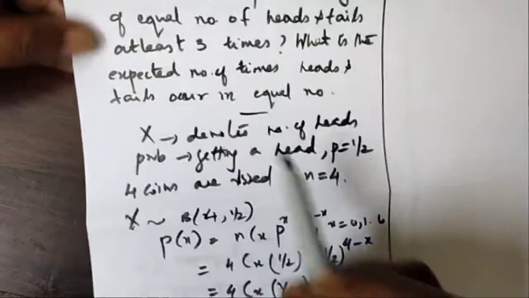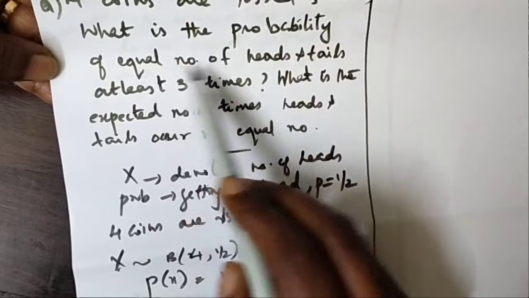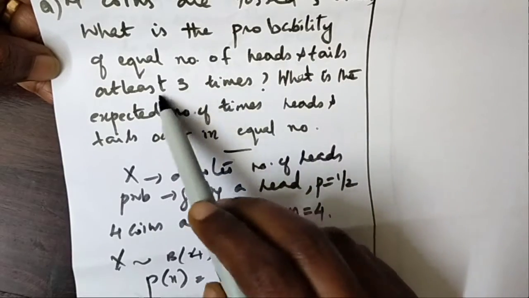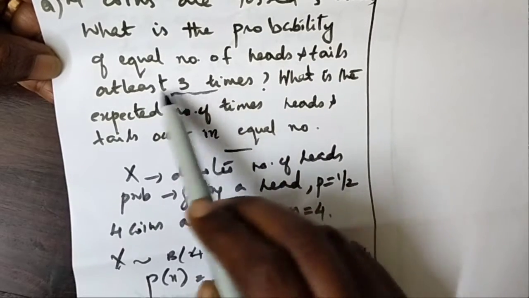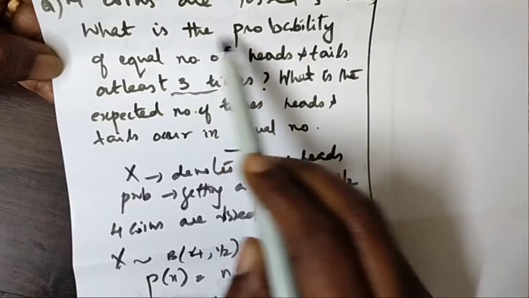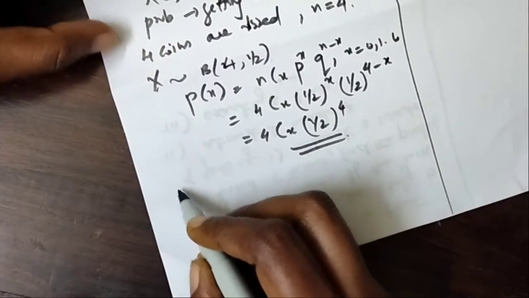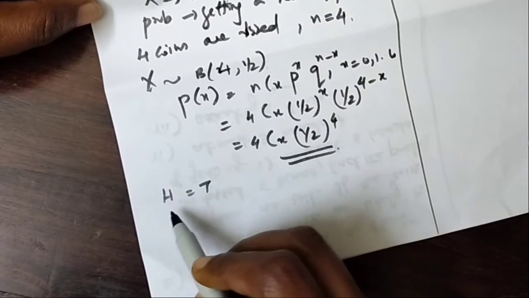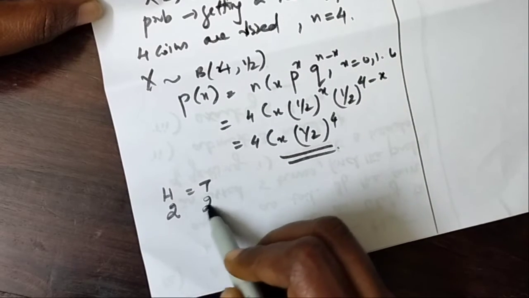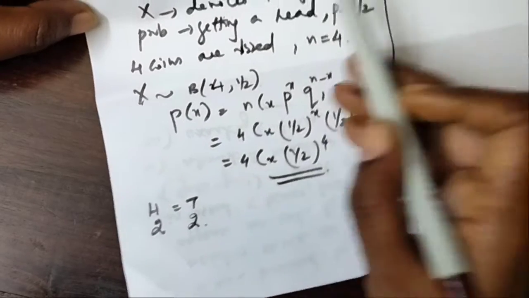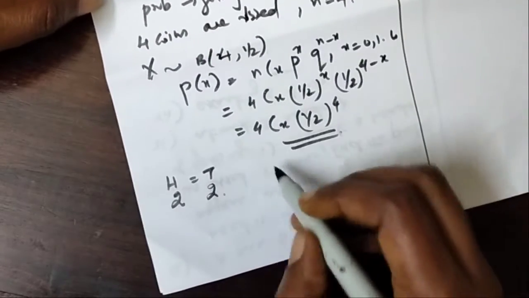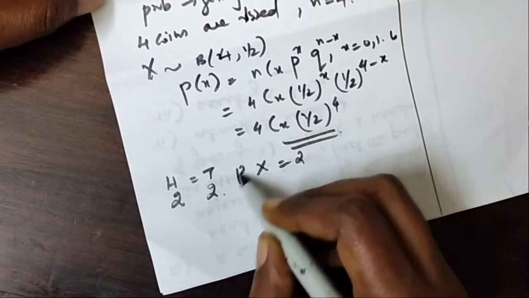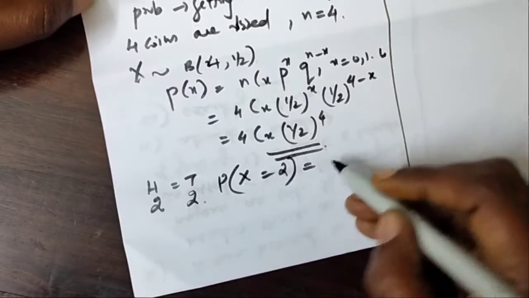Then the question is, what is the probability of equal number of heads and tails at least 3 times? So let it be there at least 3 times. What is the probability of equal number of heads and tails? Heads and tails are equal means, with 4 coins, the possibility is 2 heads and 2 tails. So X denotes the number of heads. So let X be equal to 2. We have to find P of X equal to 2.